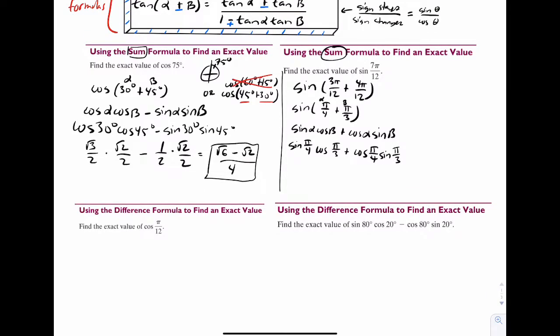So sine pi over 4, that is root 2 over 2. Cosine pi over 3, that would be 1/2. Cosine pi over 4 is root 2 over 2. And sine pi over 3 is root 3 over 2. And look, we get root 2 plus root 6, all divided by 4. And we'll box that.